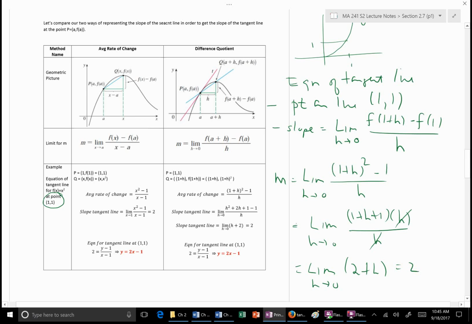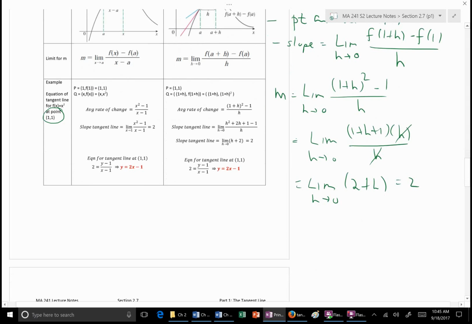Okay. Now I got my point, I got my slope, I'm pretty much done, right? So my equation for my line is going to be 2 is equal to y minus 1 over x minus 1. And so this should be y is equal to x minus 1. How could I check myself?